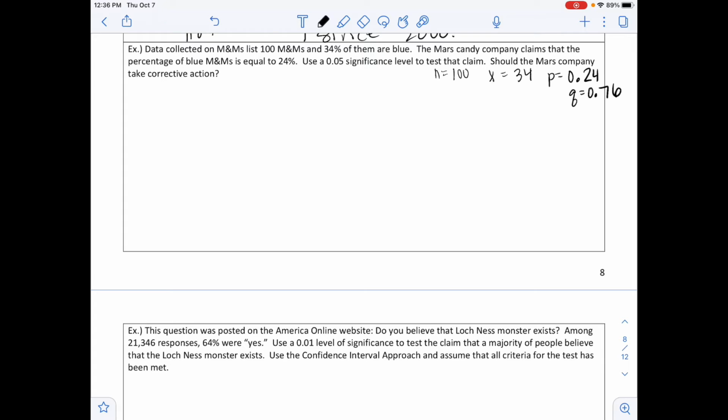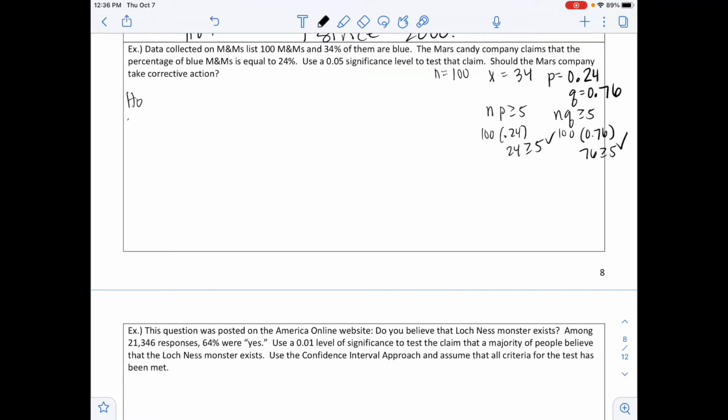And then the last thing that we would have to check is going to be N times P is greater than or equal to 5, and then N times Q is greater than or equal to 5. And again, N is 100, P is 0.24, and so we get 24, which is greater than or equal to 5, and then 100 times Q, which is 0.76. So 76 is definitely greater than or equal to 5. So both of those check. So our criteria has been met and we can perform this test.